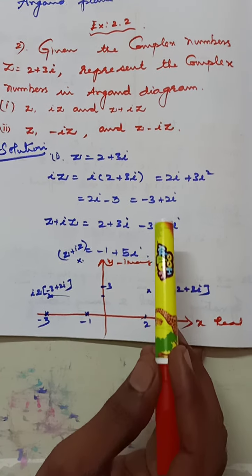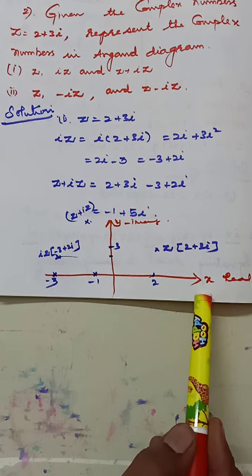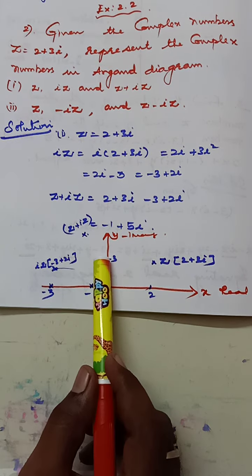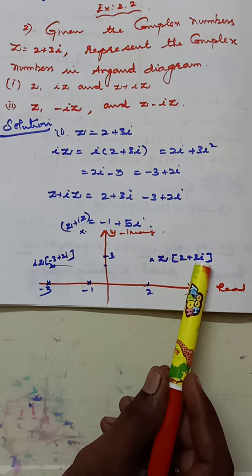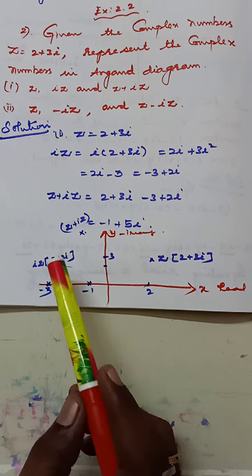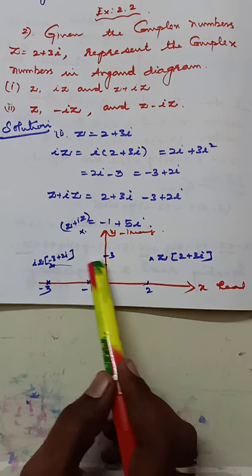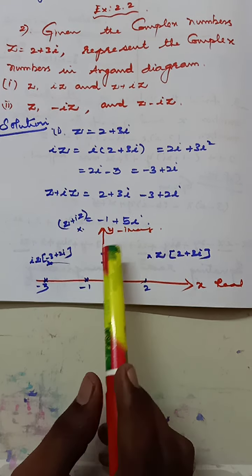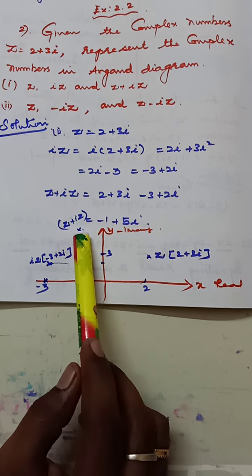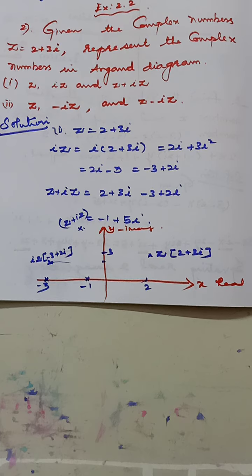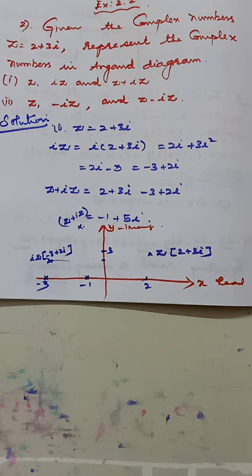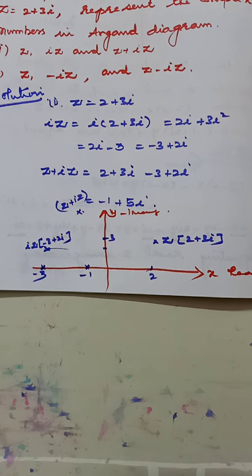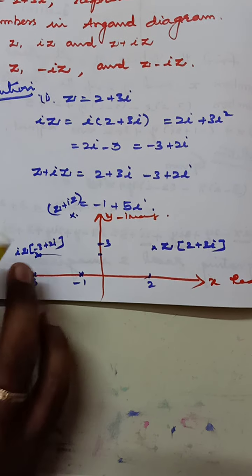Now how to represent this in the diagram? The y-axis is imaginary, the x-axis is real. So the first number 2 plus 3i: here I have 2 and this is 3, so your z is here, 2 plus 3i. Like that your iz is here: minus 3, and this is considered 2i, so minus 3 plus 2i. Like that your z plus iz is minus 1 plus 5i. As usual in your graph, you mark the numbers like minus 1 on the left side and plus 1 on the right side of your x-axis. Like that on the y-axis, on top you have plus values, at the bottom you have minus values. That's it.